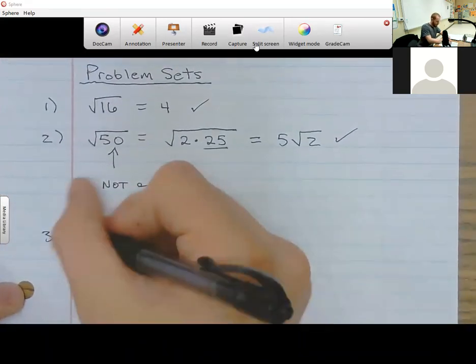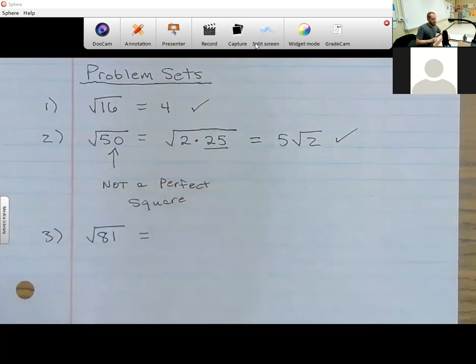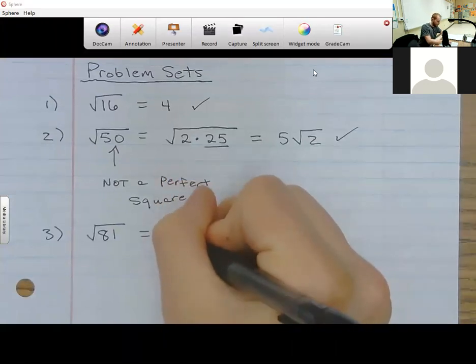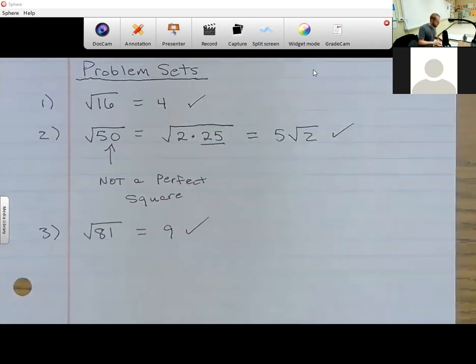All right, number 3 is square root of 81. 81 is actually a perfect square. We can take the square root of that. And as you know, the square root of 81 is 9, right? That's pretty simple. Okay, moving on. Let's talk about number 4.